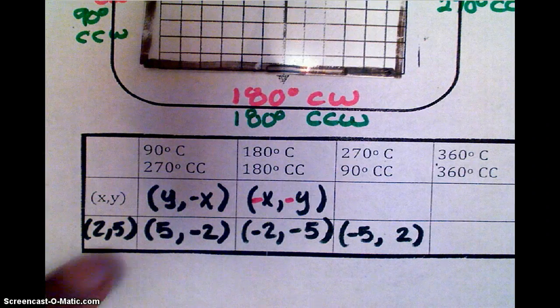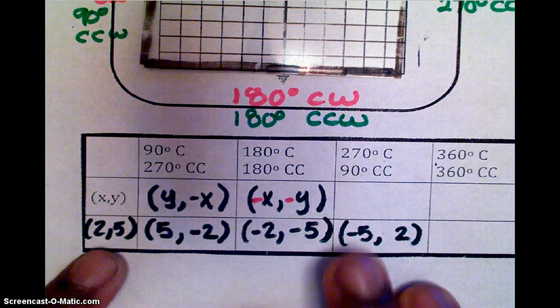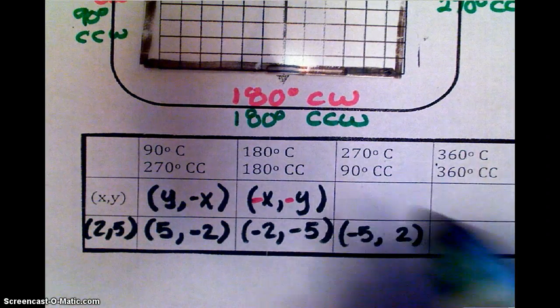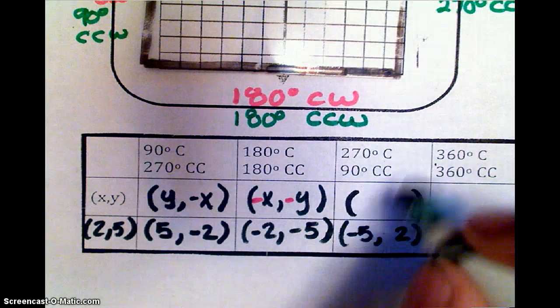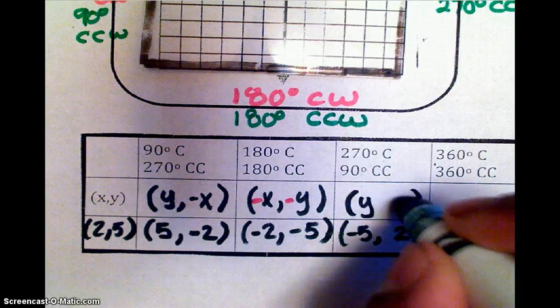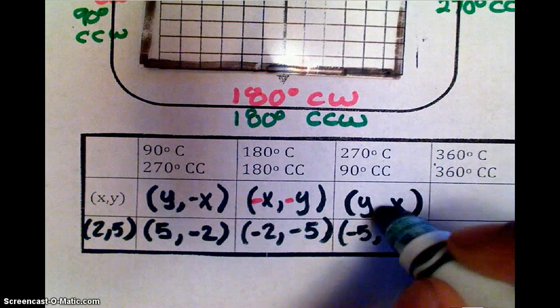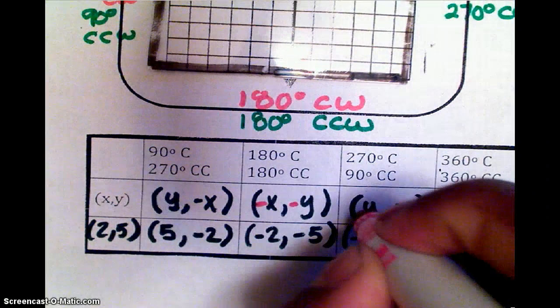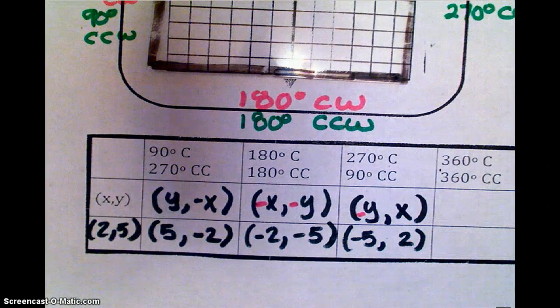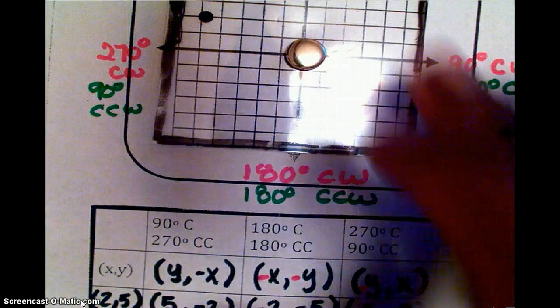And so what happened to my x and y? Once again, I started at 2, 5, but now I have -5, 2. So I know, again, my x and y switch places. But this time, I'm taking the opposite of my y. Okay? All right.